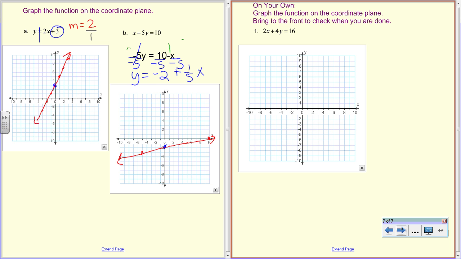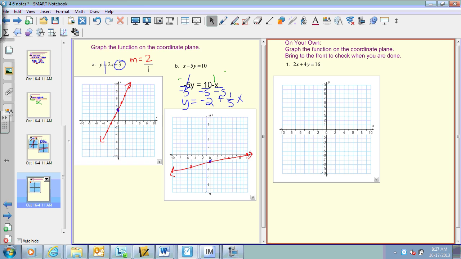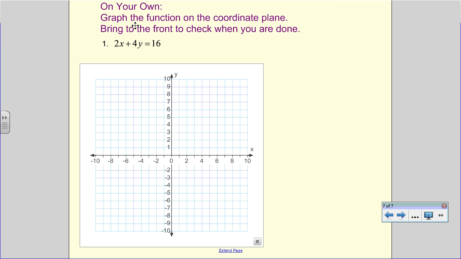Ladies and gentlemen, I'd like you to try this on your own. You're obviously going to have to solve for y. When you're done with that, guys, you're going to do page 244. You can write that in the assignment line once you've raised your hand and I've checked your graph. Numbers 15 through 51 multiples of 3, which means you're going to skip every other problem.